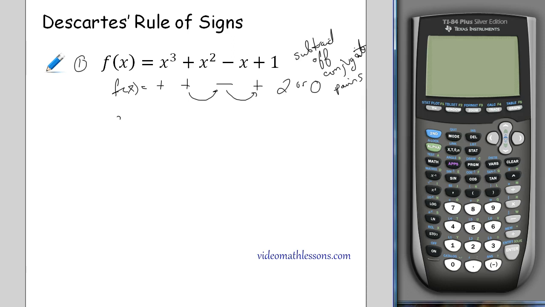Let's do the negative. So now we do negative. All right, so now I'll do it the long way the first time. Then after this, it actually kind of goes quickly. I'm going to substitute, wherever I see x, the negative.